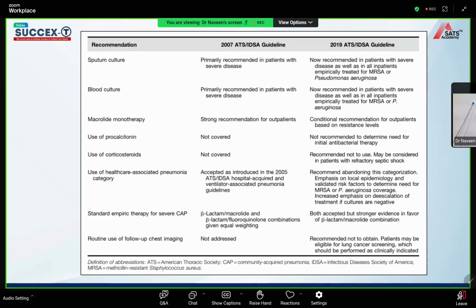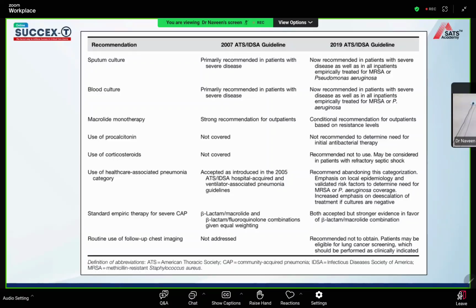And the use of PCT and corticosteroids. PCT should not be used, I already mentioned it before. And 2019 guidelines are against corticosteroids for non-severe CAP. Whereas in severe CAP also, it is not recommended, and only in case of septic shock it is recommended. But there are 2025 updates, which I will be covering in the coming slides.